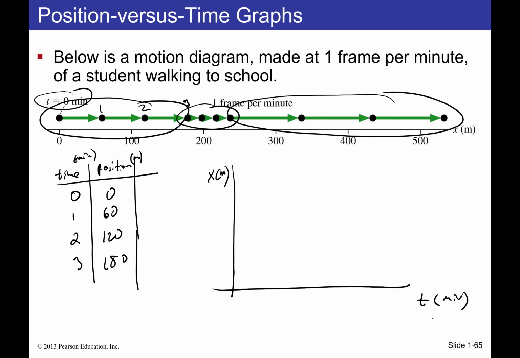I imagine you guys know how to graph this, right? 0, 0 goes here. Then 1, 2, 3, 4, 5, 6 for time, and for position, let's say increments of 30: 30, 60, 90, 120, 150, 180, and things like that. So I will plot 0, 0, then 1, 60, then 2, 120, and then 3, 180. And I will graph this and find the slope. I'm going to just show you this particular one, the first 3 minutes.